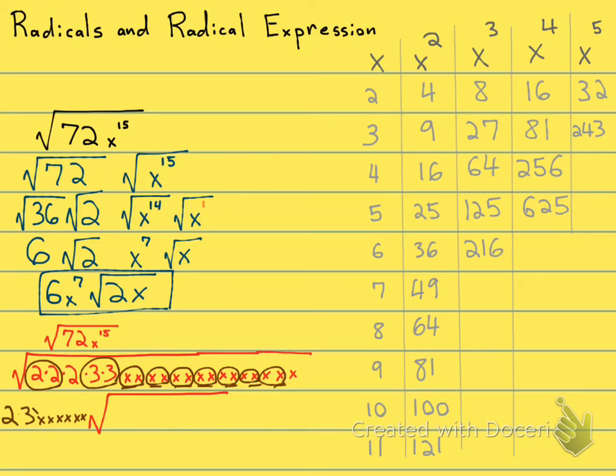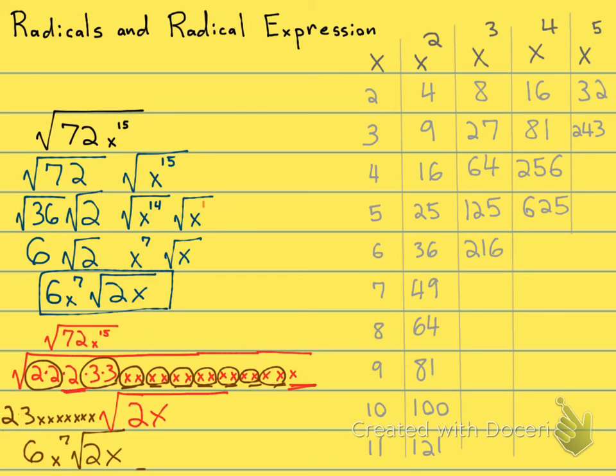Let me do that better. I'll put it here and make a little bit of space. 7. All right, now what would be left over inside the radical? A 2 and an x. Now you can see what we took out on the outside. Let's put this back together. 2 times 3 is 6. How many x's do we have? 1, 2, 3, 4, 5, 6, 7. 7 x's is going to give me x to the 7th. And left over underneath the radical is 2x.